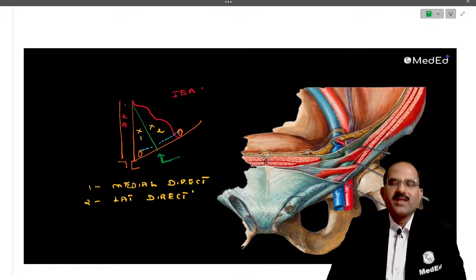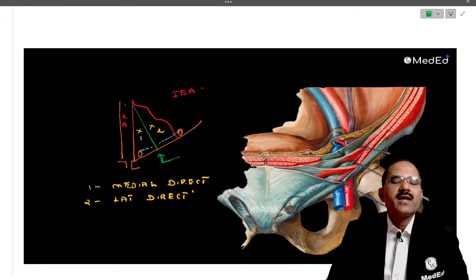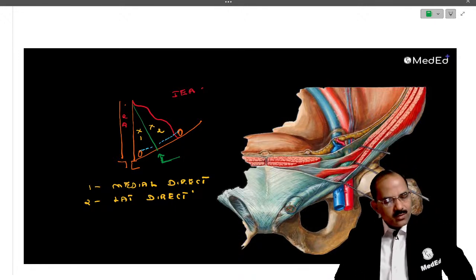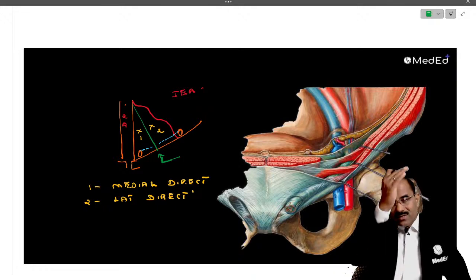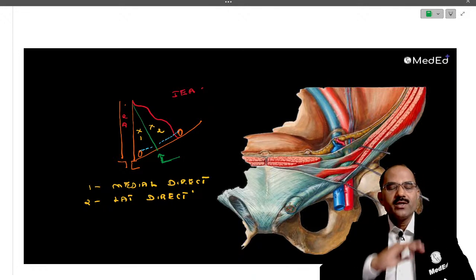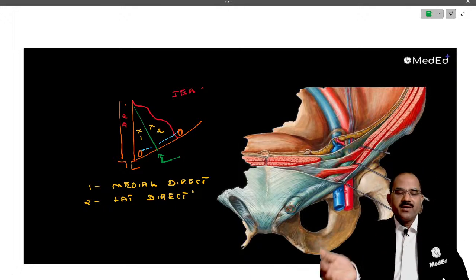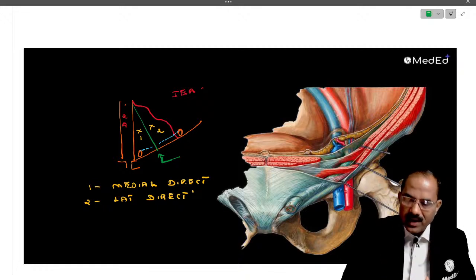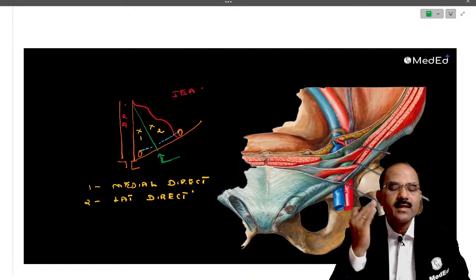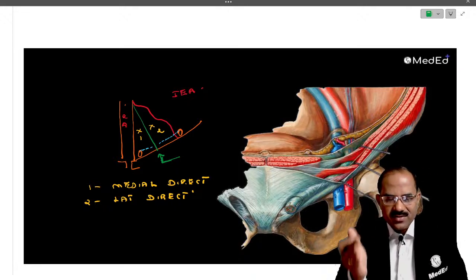Hasselbalch's triangle, clear hai bacha? If a hernia gets out through the Hasselbalch's triangle, it's a direct inguinal hernia. There's this green structure which divides the Hasselbalch's triangle into two parts. If a hernia comes from this side, it's a medial direct. If a hernia comes from that side, it's a lateral direct. So what is that green structure?